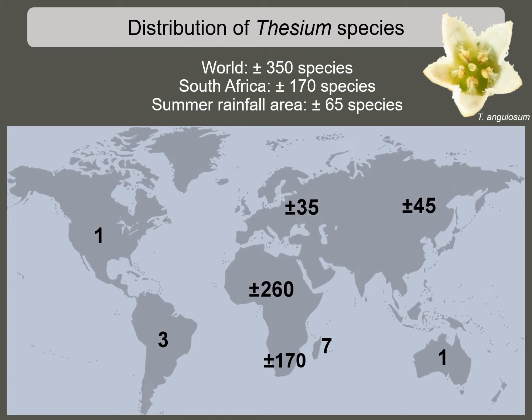Thesium occurs worldwide, and the majority of species are found in the Old World, so Eurasia and Africa. But the center of diversity is then found in Africa, and more specifically Southern Africa. In South Africa, we have about 170 of the more or less 350 species in the genus, and about 65 species are found in the summer rainfall region.